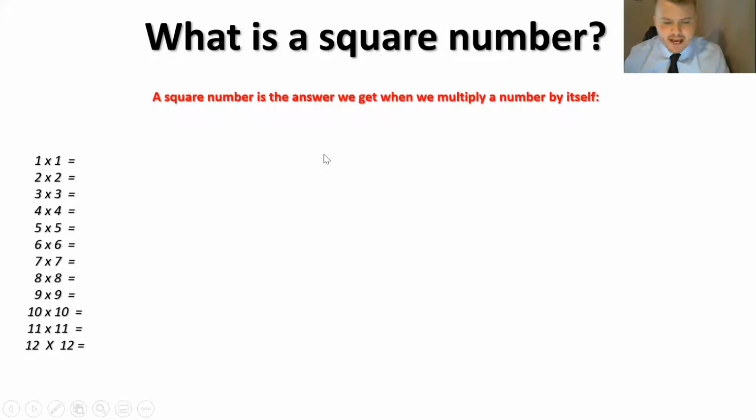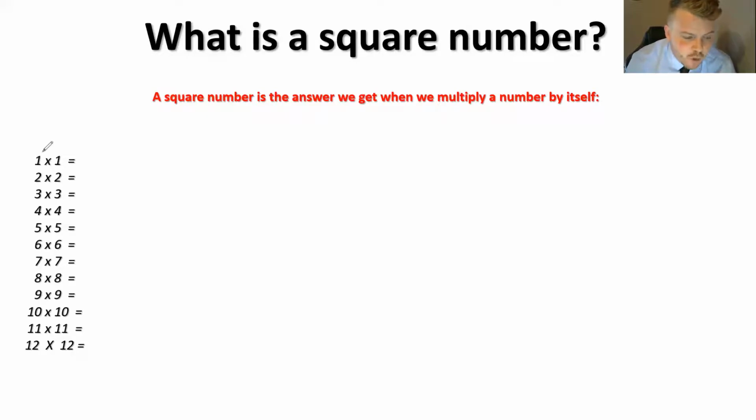So what is a square number? Well, a square number is the answer we get when we multiply any number by itself. It doesn't matter what number it is. It could be 1 multiplied by 1, 2 multiplied by 2, 5 multiplied by 5, 84 multiplied by 84. As long as we multiply the same number together, we get a square number. The answer will be a squared number. So let me show you what I mean.